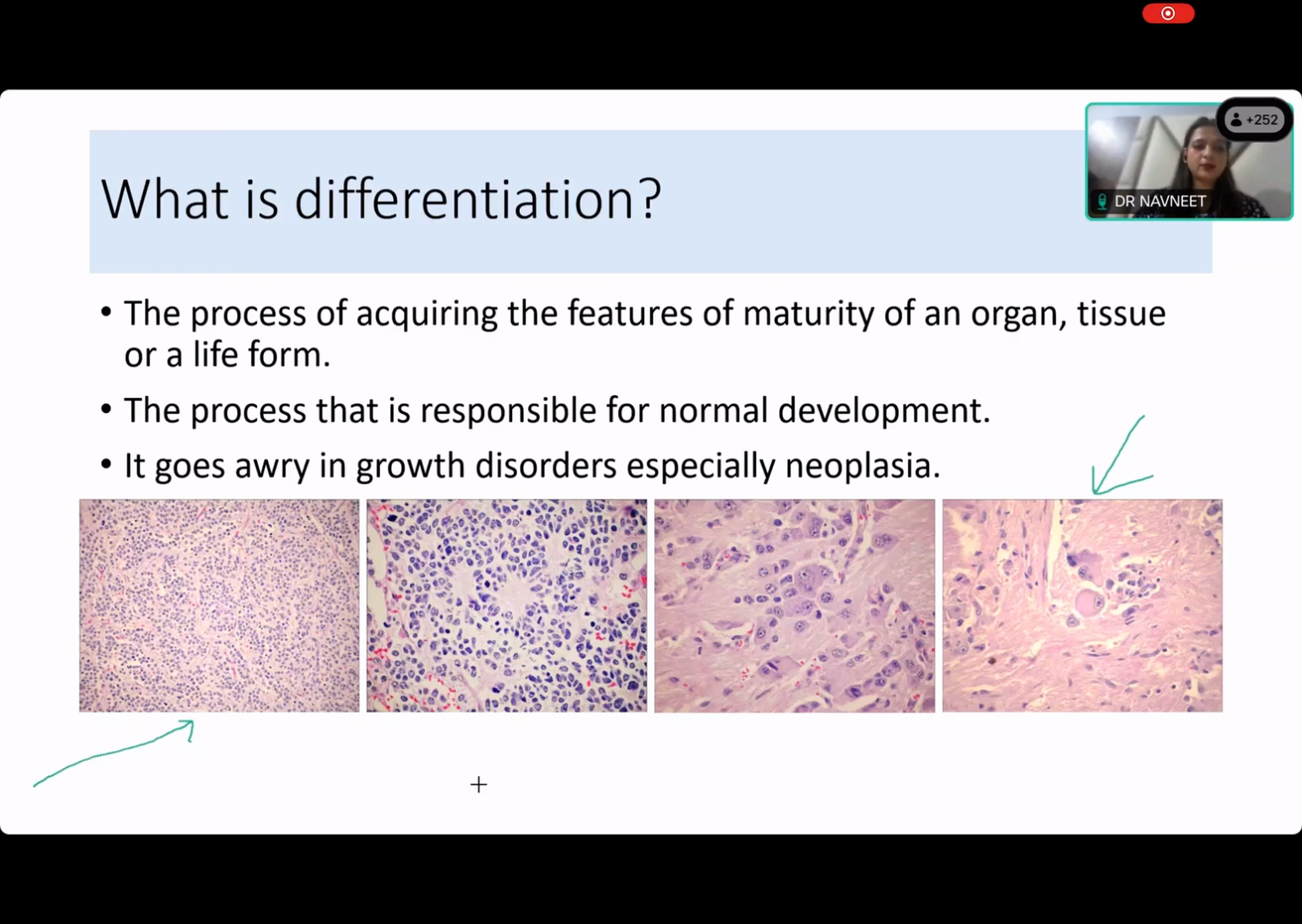No, ma'am. Actually, in the first picture, all cells are round cells, and in the last we can differentiate between the spindle cells and ganglion cells. So it is well differentiated, and the first one is poorly differentiated. So it's exactly the opposite of what Lalit and Amrita said.